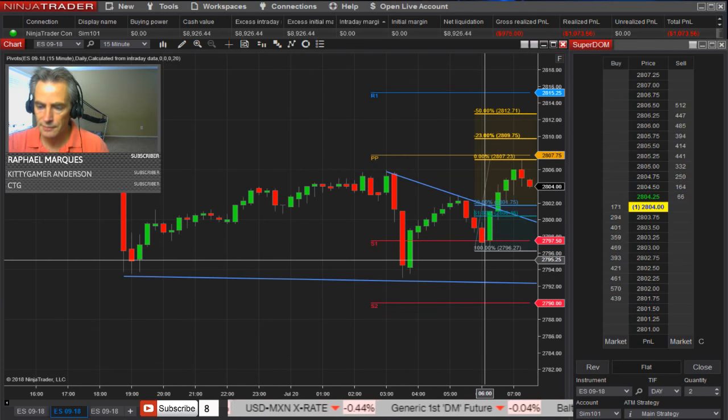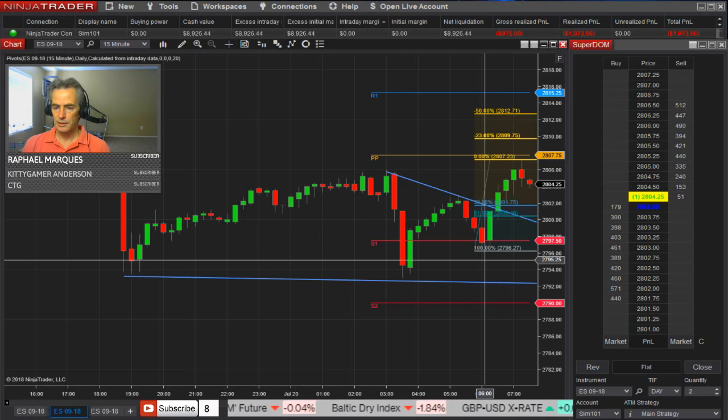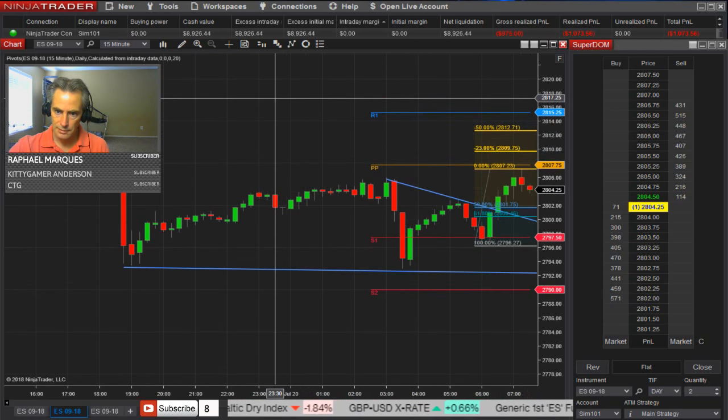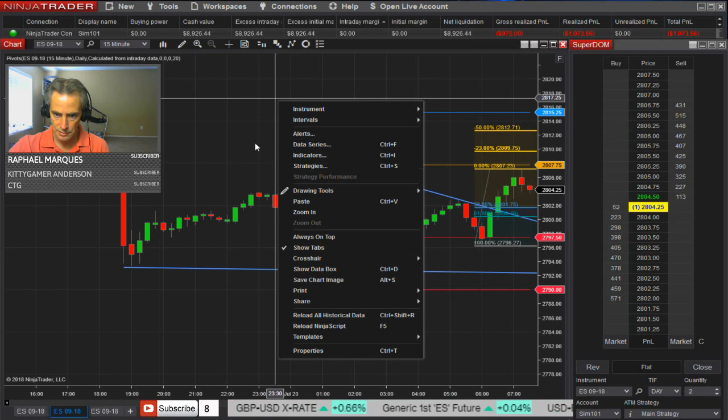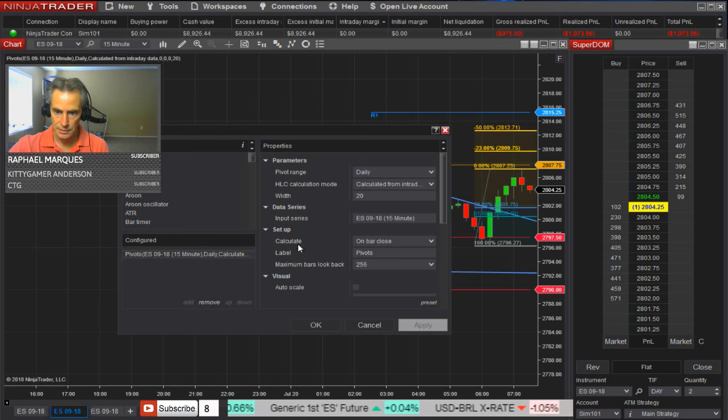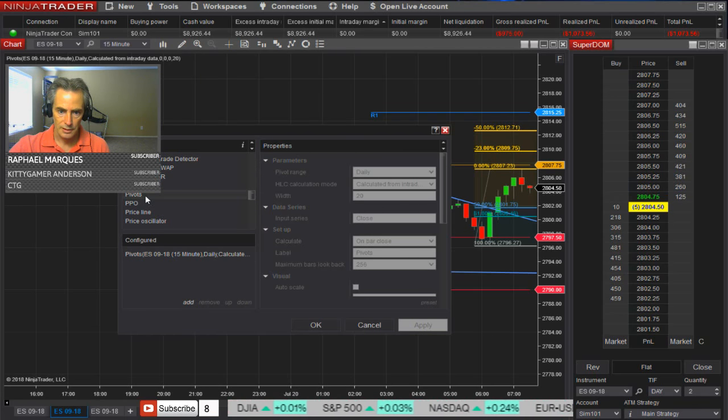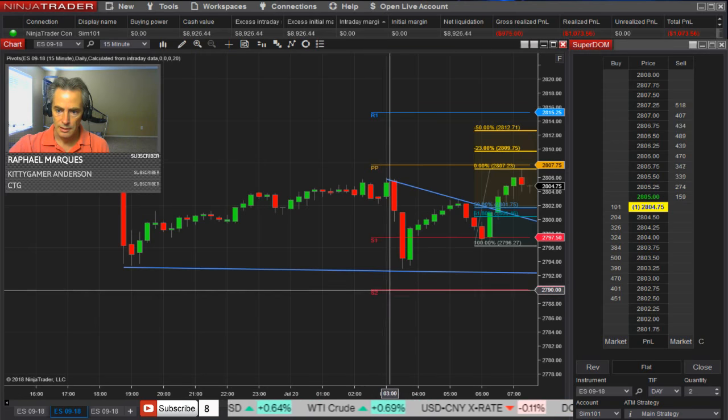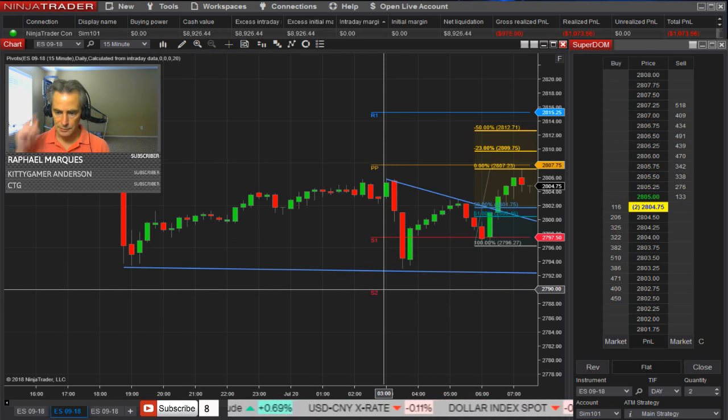So these new lines that I have on the chart are pivot points. It's an indicator that you can get right here in NinjaTrader. Go to indicators, scroll down, pivots. To add it to your chart, just double click. I've already got it there, so I don't need it. That's a pretty commonly used indicator, especially popular with day traders.